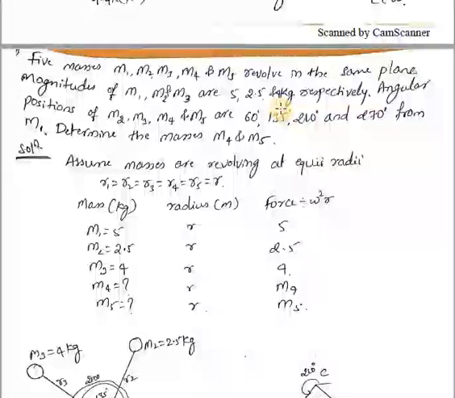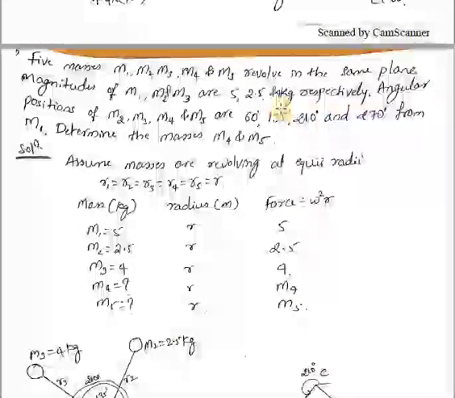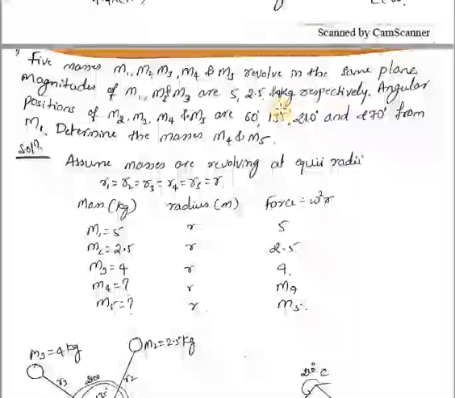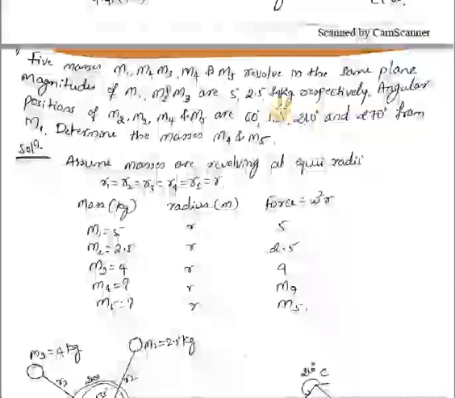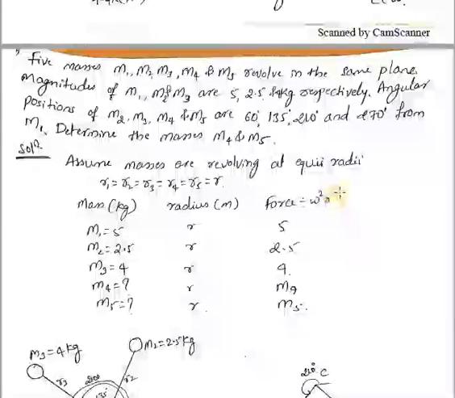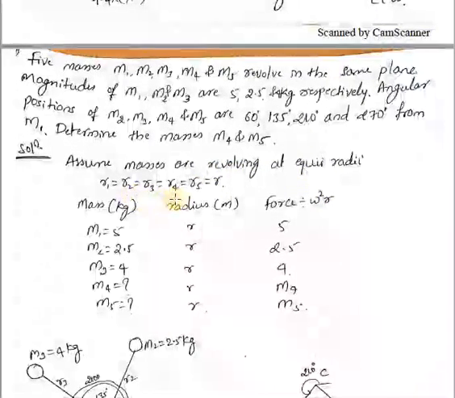So here he has given the angular position for all the masses and he has given the masses M1, M2 and M3 only. He has not given the values of M4 and M5, which you need to find out. And he has not given any information about the radius of rotation. So in such cases, you need to assume that all the masses are rotating in the same radius of rotation. Therefore, assume the masses are revolving at equal radii: R1, R2, R3, R4, R5 are equal to R.